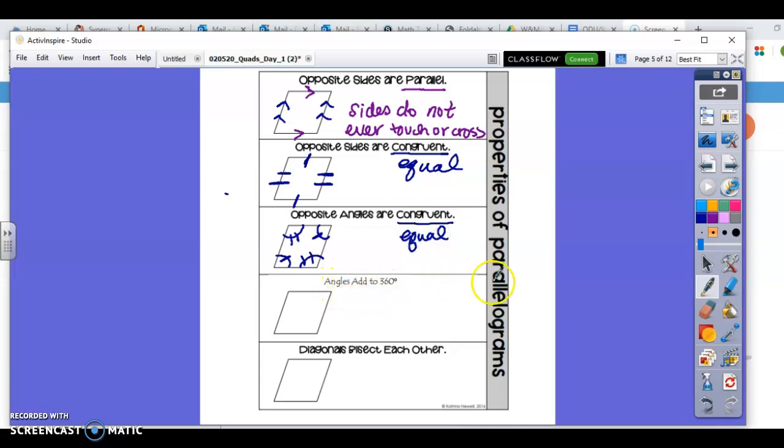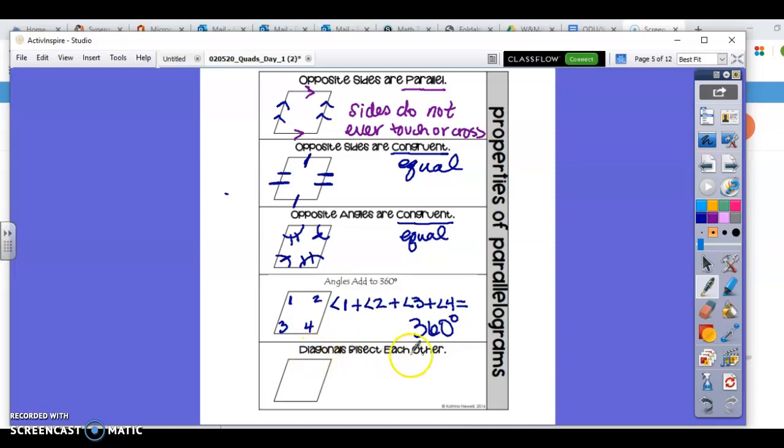And another attribute of a parallelogram is all of the measurements of these inside angles are going to add up to 360 degrees. So if you took the measurement of angle 1 plus the measurement of 2 plus the measurement of 3 plus the measurement of 4, it's always going to give you 360 degrees.